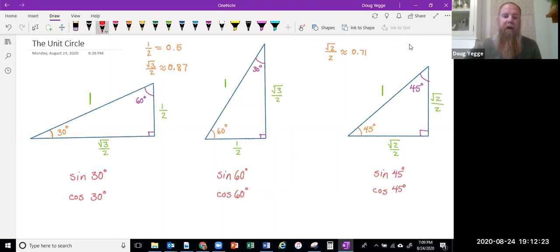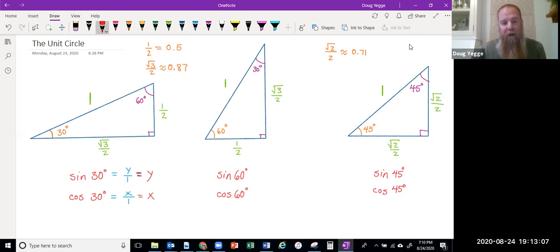So the first thing we should recognize is that the ratio for sine is always y over r, and cosine is always x over r. Now let's look at the benefit of making the hypotenuse 1. If the hypotenuse is 1, then that means that r is in fact 1. So it shows us that sine of 30 degrees is actually the same thing as just the y coordinate. And cosine of 30 degrees is the same as the x coordinate.